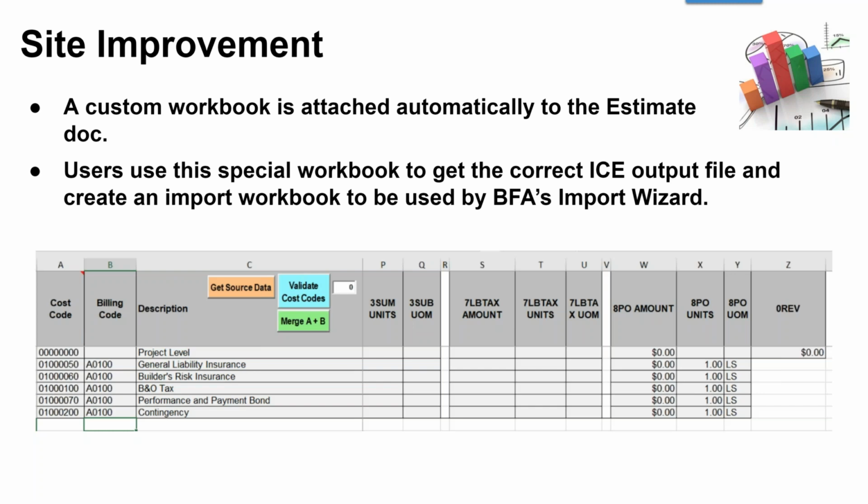So the workflow that they follow now is that they open up the estimate document and they go down to the attachments and they launch this workbook that's been attached. The next step they do is they use the orange button there called the Get Source.